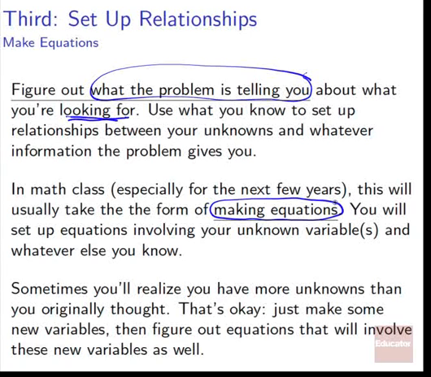Sometimes, as you're working on these equations, you'll realize you have more unknowns than you originally thought. That's perfectly fine. Just make up new variables at this point. You realize, oh, to use this idea, I need to also have this new variable introduced. Introduce a new variable. Hop back to step number two, make a new variable, write down what it means, and then plug it into the equation where it's going to go in. Figure out the equations that will involve that new variable that you realize you need to use.